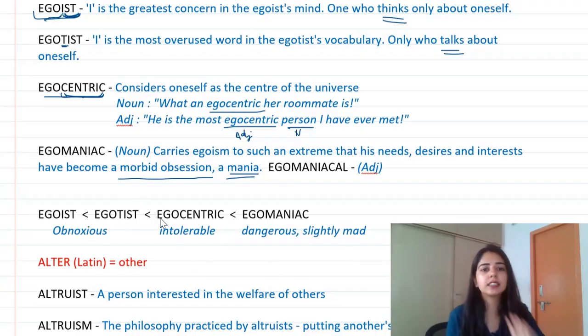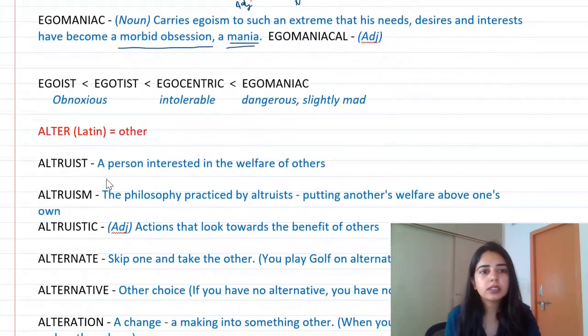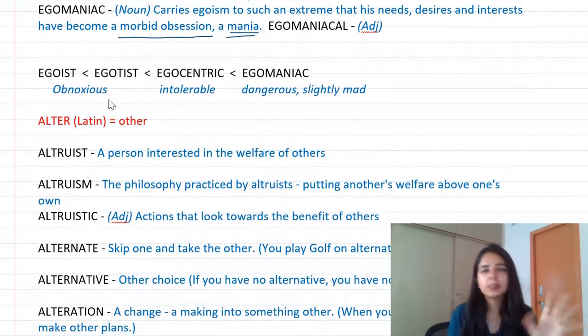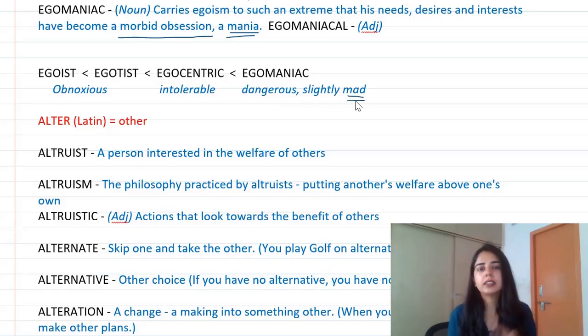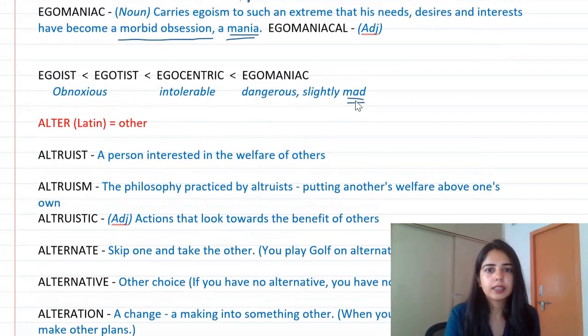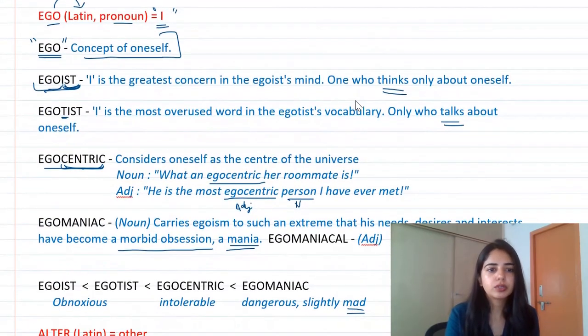So as you can see in increasing order, egoist and egotist are obnoxious, which means they are toxic. Egocentric is intolerable. You cannot tolerate the company of such people. And then egomaniac, they are actually dangerous and slightly mad. Okay, so they actually need therapy or some medication to improve their condition. Okay, so these are the words which are formed from the root word ego.